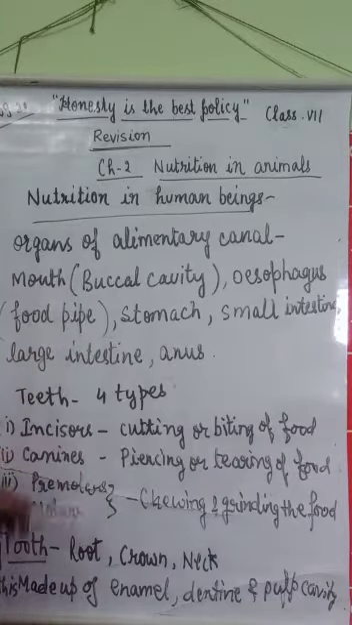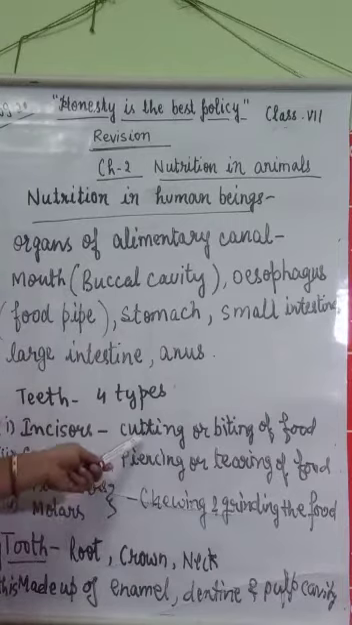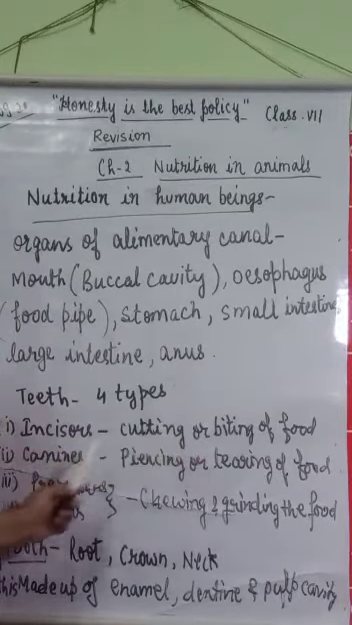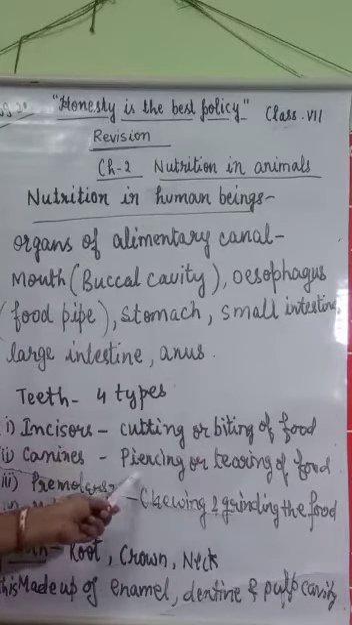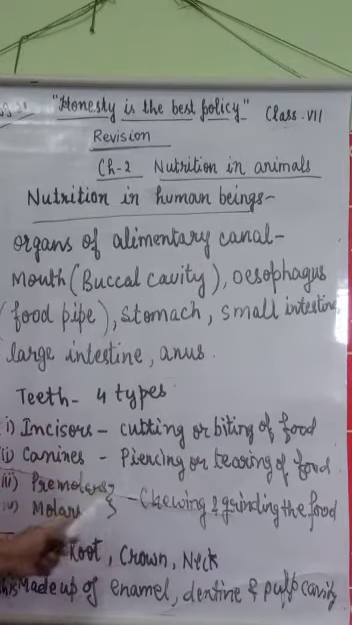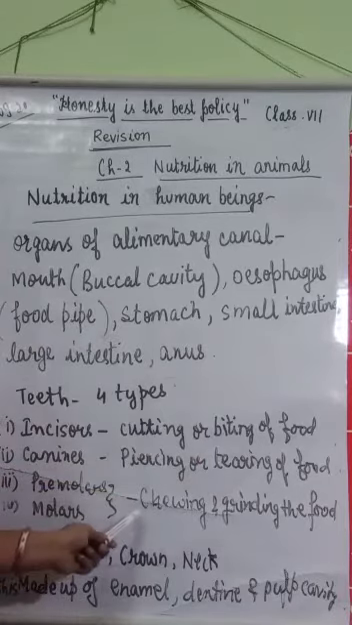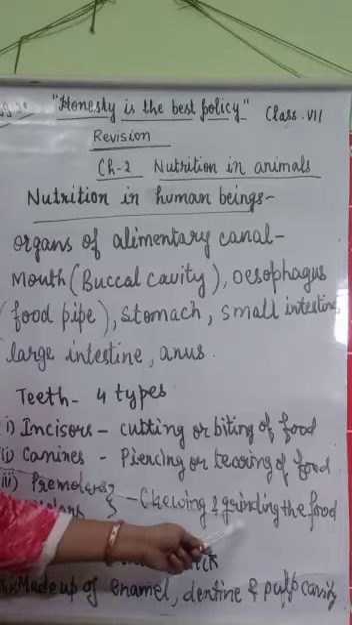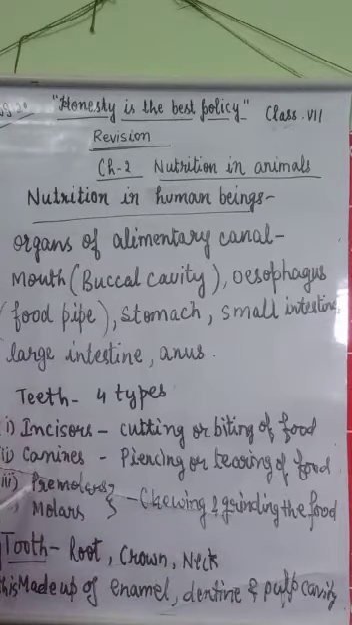They have different functions. Incisors help in cutting or biting of food. Canines help in piercing or tearing of food. Premolars and molars help in chewing and grinding the food. So there are 4 types of teeth, and they have different functions.